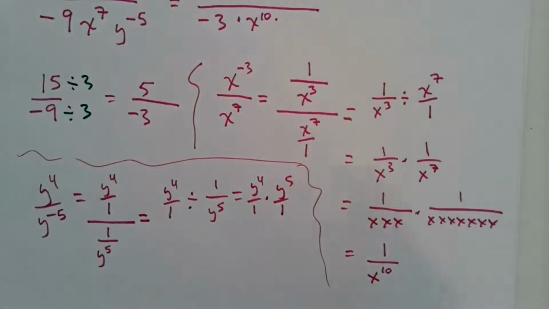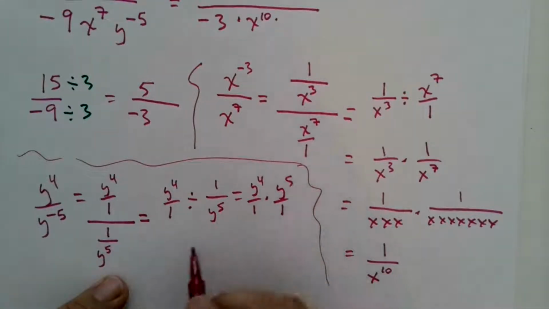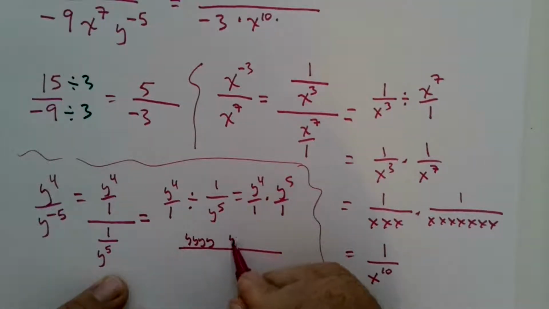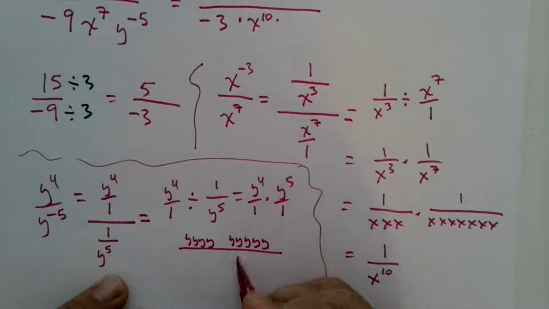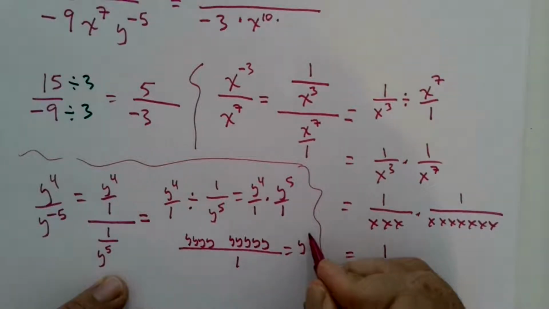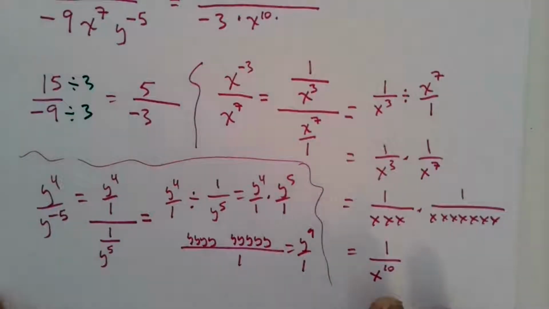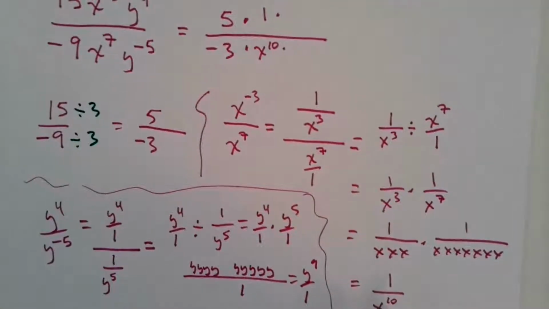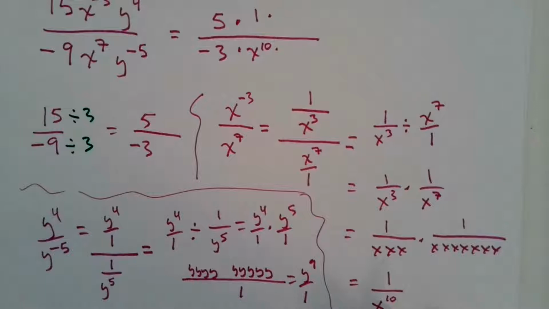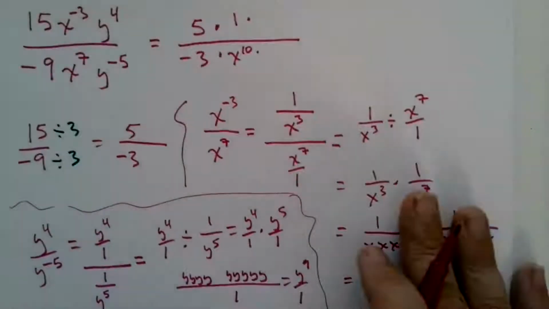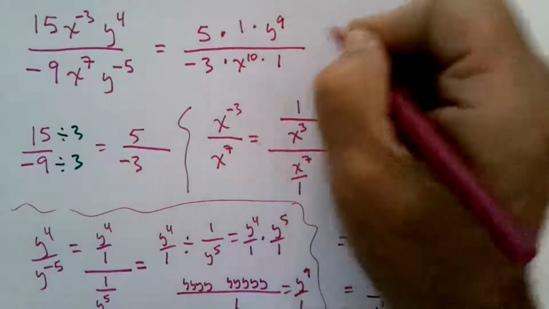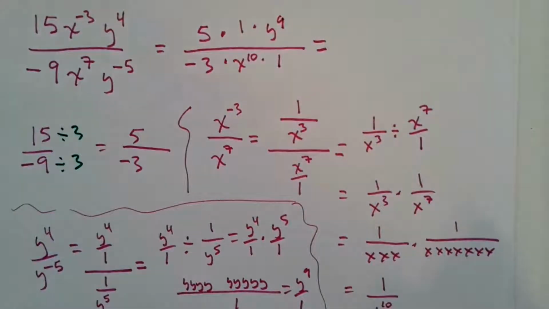So downstairs there's a 1. Upstairs, y to the 4th, so that's y, y, y, y. Y to the 5th, y, y, y, y, y. 1 times 1 is 1. So we get y to the 9th over 1. That goes upstairs. So we have y to the 9th over 1 is what this reduces to. So making that substitution, upstairs y to the 9th, downstairs 1. So multiply all that together.